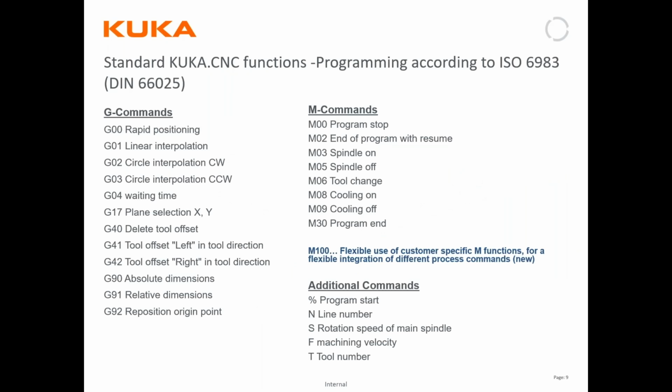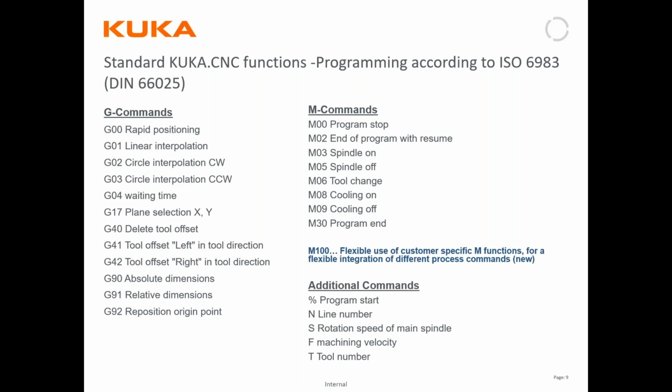Then some standard KUKA functions. These are some standard KUKA functions which are available in the KUKA.CNC technology package. There are standard G commands like G00, which can be used for rapid positioning of the robot. We also term it as PTP motion. G01 is for linear interpolation. G02 and G03 are for circular interpolation. G04 can be added for adding any wait time. G40 for deleting any tool offset, G90 for absolute positioning, G91 for relative positioning of the robot, and so on.